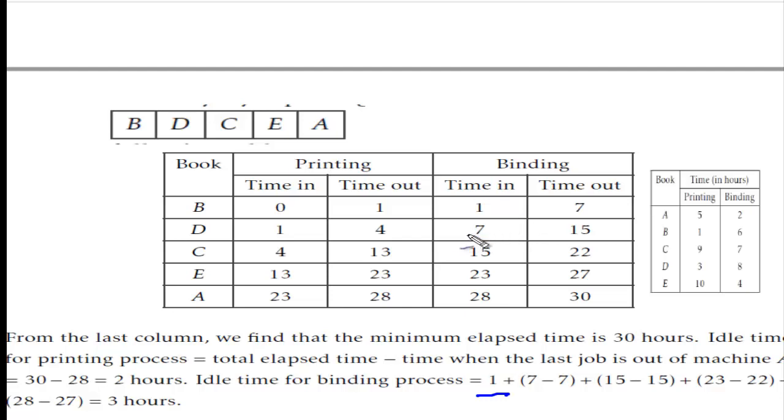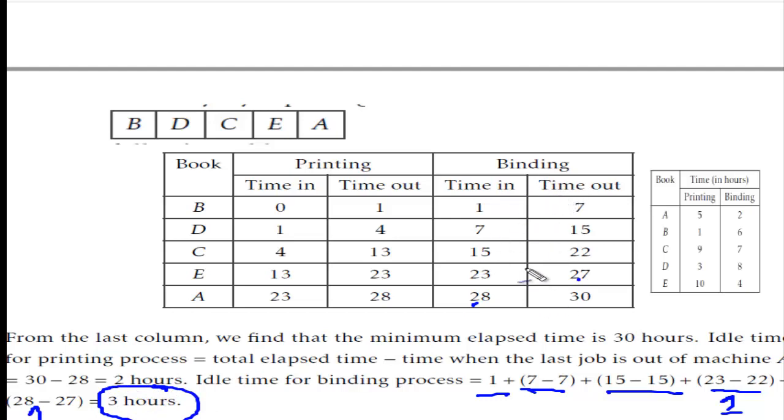Then the next is the beginning time of the second machine, the binding machine, minus the finish time of the i-1 job, that's 7 minus 7. Okay, for this case 15 minus 15. For the next case 23 minus 22, that is 1. Okay, and for the next case 28 minus 27, that is again 1. So the total time will be 1 plus 1 plus 1, 3 hours of waiting time, or idle time, for the binding machine.